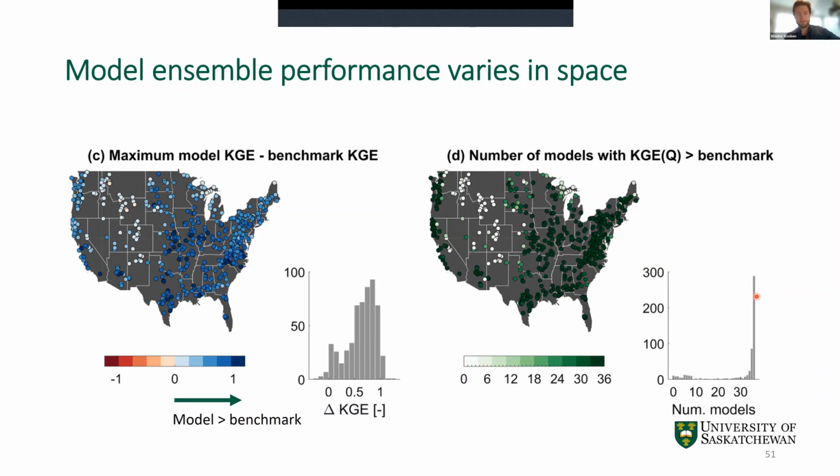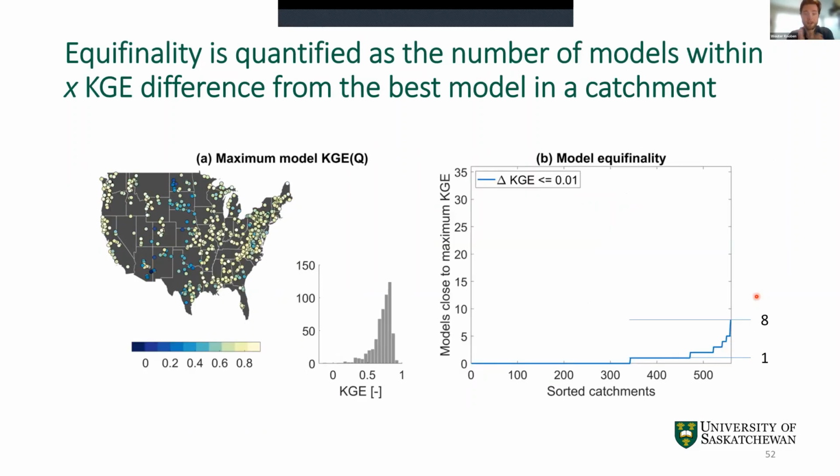Does that mean they outperform the benchmark by equally much? No. So what we see here is the maximum model KGE in every catchment. And on the right, we see a CDF of the number of models per catchment that are within 0.01 KGE difference away from the best model. So this is what we could call virtually indistinguishable.